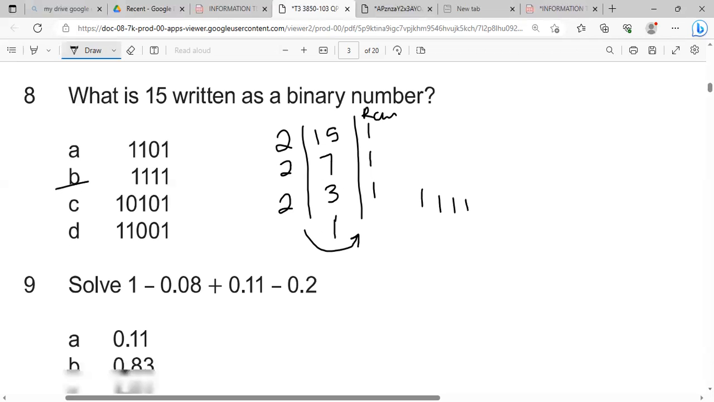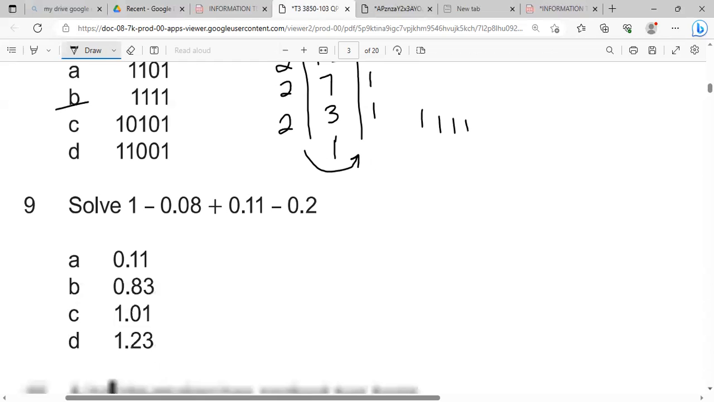Number 9 says solve 1 minus 0.8 plus 0.11 minus 0.2. What I'm going to be doing, I'm going to put all the positive ones together. So I'm going to say 1. I'm going to write 1 as 1.00 because I can put the decimal point on the decimal point. So this gives me 1, 1, 1.